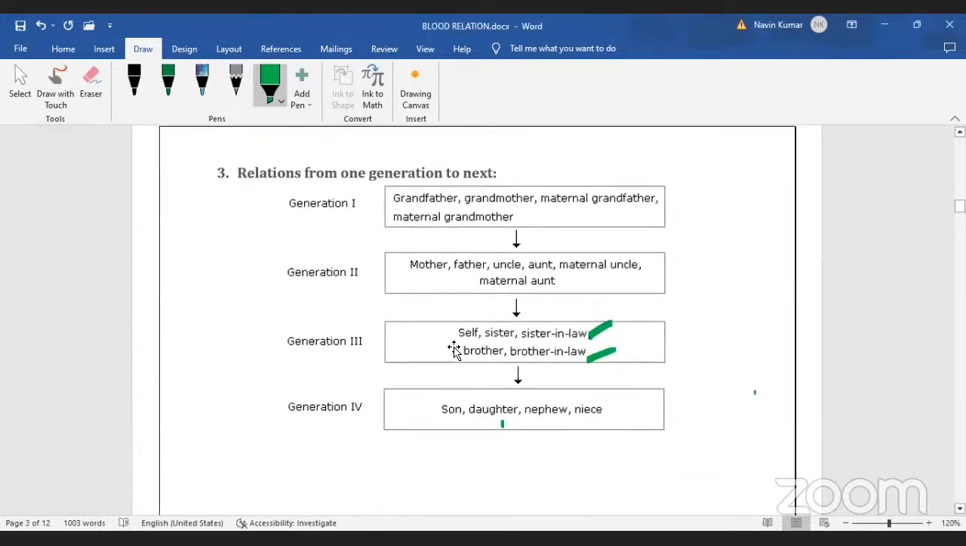Let's try to understand the relation from one generation to another. So in total how many generations will there be? There would be 5 generations. This is your generation. This generation is you. There will be 2 generations below you, 2 generations above you. I have combined all of them in sequence, generation 1 2 3 4 5. First generation: grandfather, grandmother, maternal grandfather, maternal grandmother. Second generation: mother, father, uncle, aunt, maternal uncle, maternal aunt. It is self-explanatory. You will understand everything. It is easy.